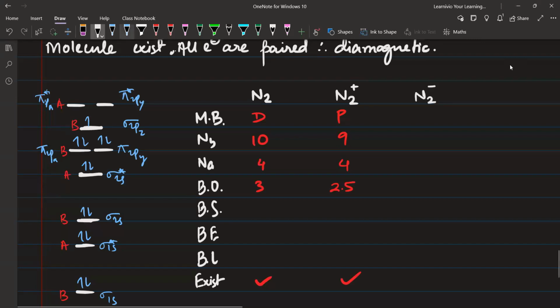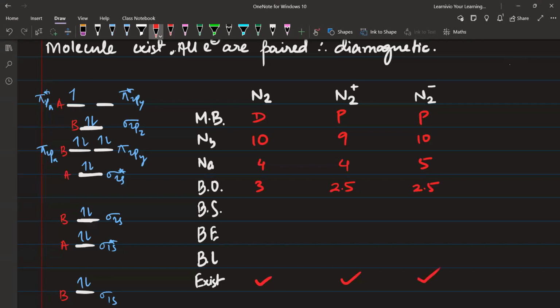Now in N2 negative, first of all, this is my N2. If you are going to add an electron, you are going to add only to anti-bonding like this. So now what's going to happen? This is again going to be paramagnetic. The number of bonding electrons is still the same. We have not changed that, but we have increased the number of anti-bonding electrons. That is 5. Here also the bond order is going to be 2.5, and the molecule is obviously going to exist.